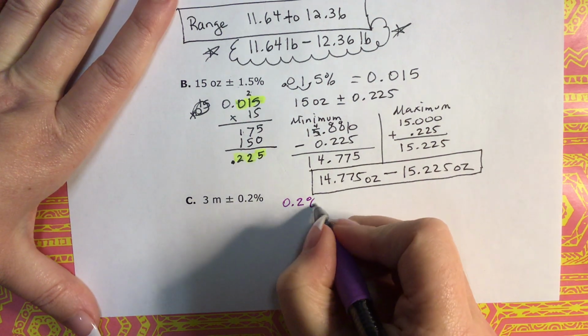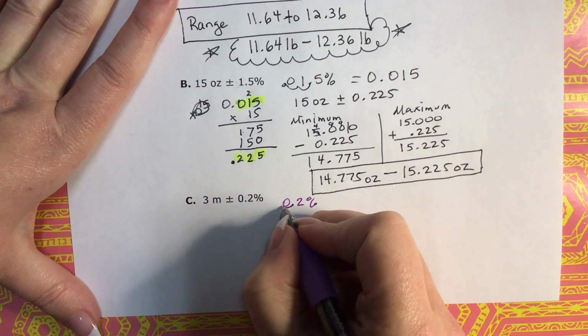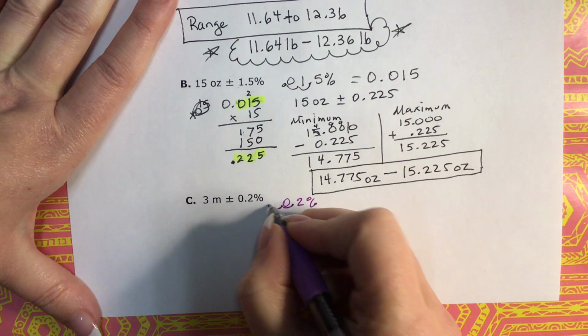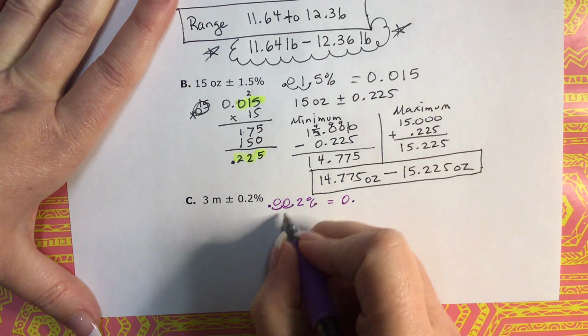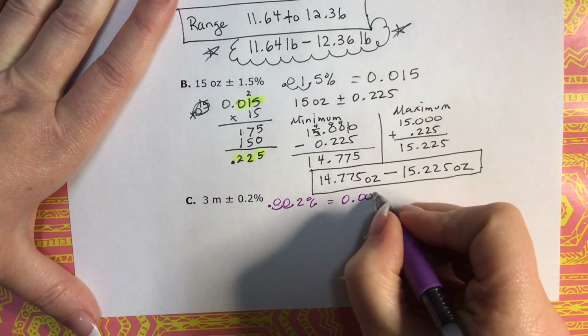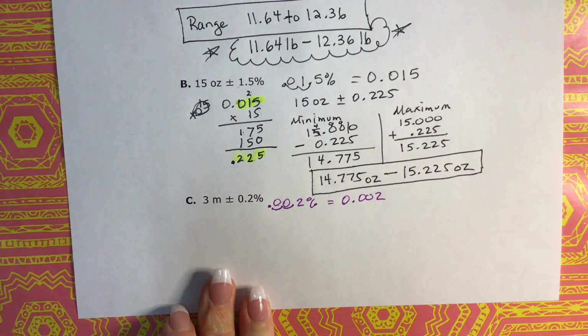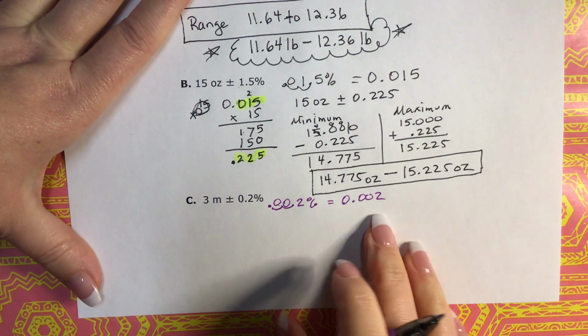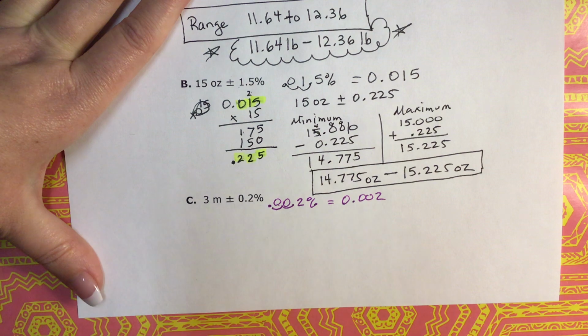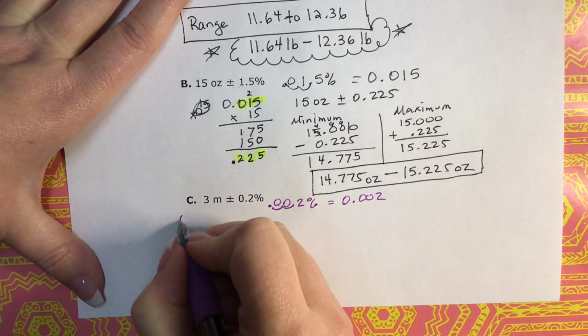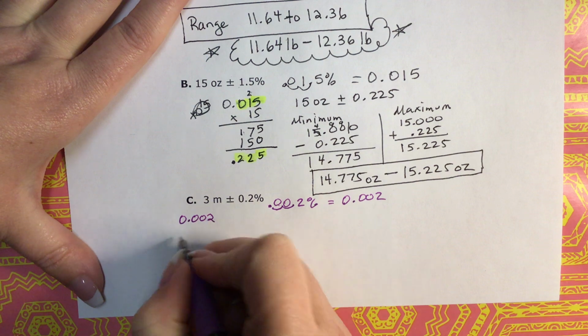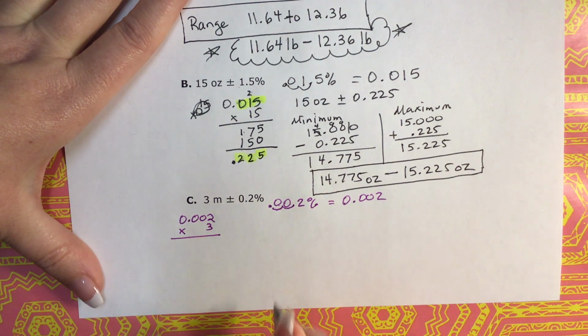0.2%, it's the same thing. We move it 2 places to the left. So that is the same thing as 0.002. All right. And then to figure out what 0.2% of 3 is, we just multiply these together. So I'm going to put this one on top, 0.002, multiply it by 3.